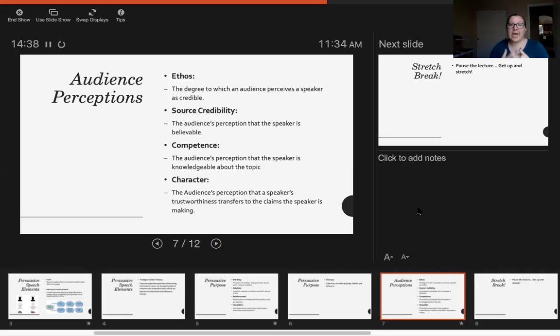And lastly, character. The audience's perception that the speaker's trustworthiness transfers to the claims that the speaker is making. Another way of putting this is me, for example. Am I all over the place with this lecture? Probably just a little bit, but bear with me.